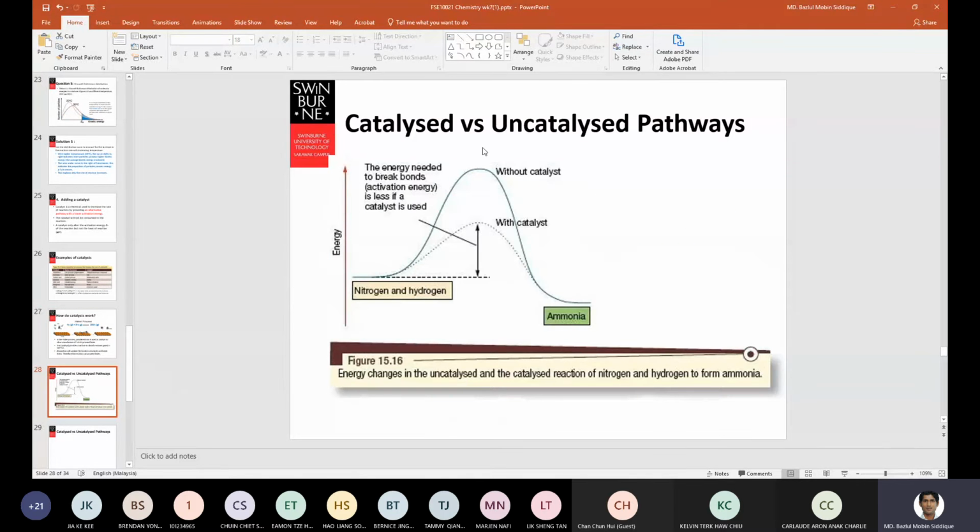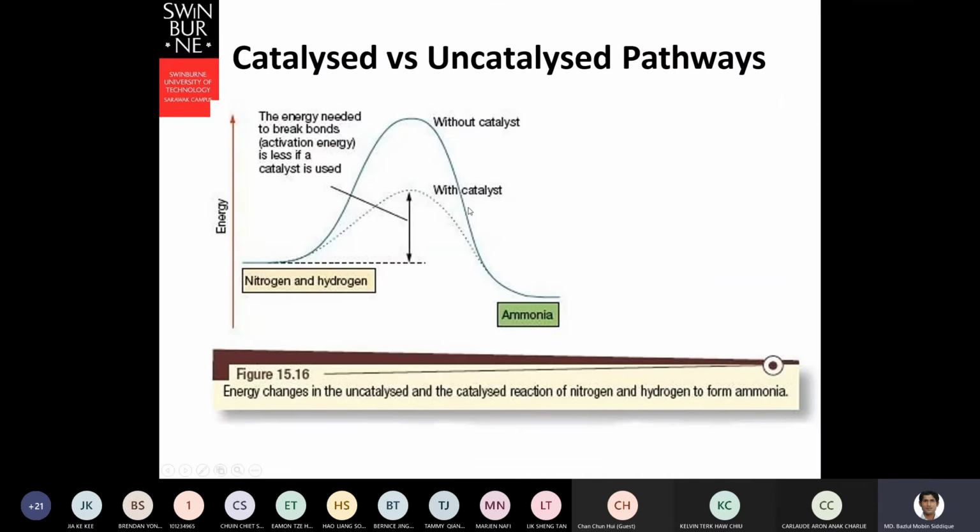Okay, so if we see the energy diagram for nitrogen and hydrogen and ammonia production, originally the reaction should go in this way. This higher activation energy, it has to cross over to go to the product. But when I use the catalyst, that is iron, it will cross over only this.